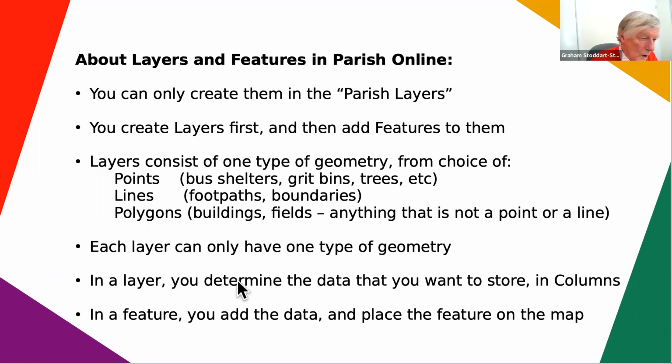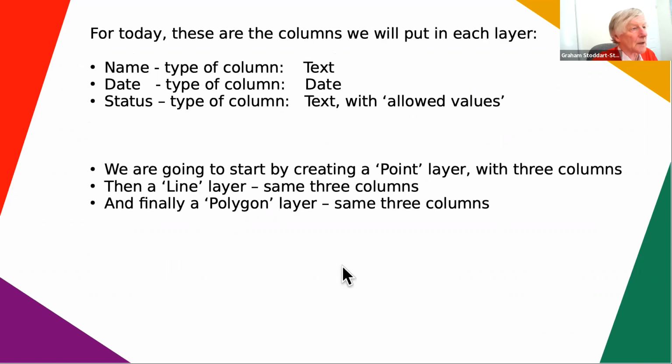You determine what data you're going to keep in a layer by creating columns. And again, we're going to do that in a second. And then having created the layers, we actually add the data and put a feature on the map. So we're going to do 3 columns in each layer. We do a name column, a date column, and a status column. We're going to do 3 layers.